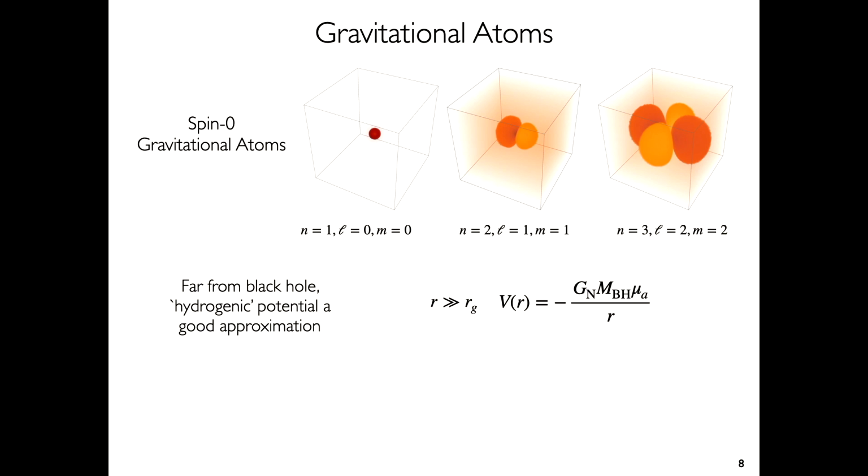So your potential is G Newton times the mass of the black hole times the mass of the particle over r. And you can get these energy densities that I'm plotting here of scalar fields around the black hole, which are characterized by principal and angular quantum numbers, which give you different distributions of your energy density and different angular momentum.